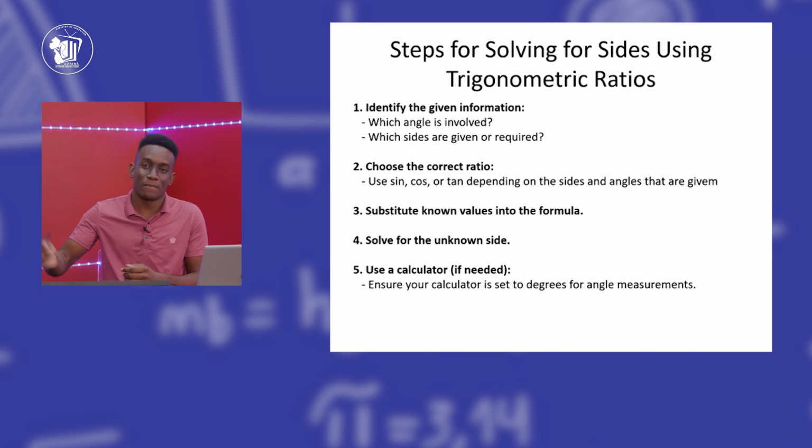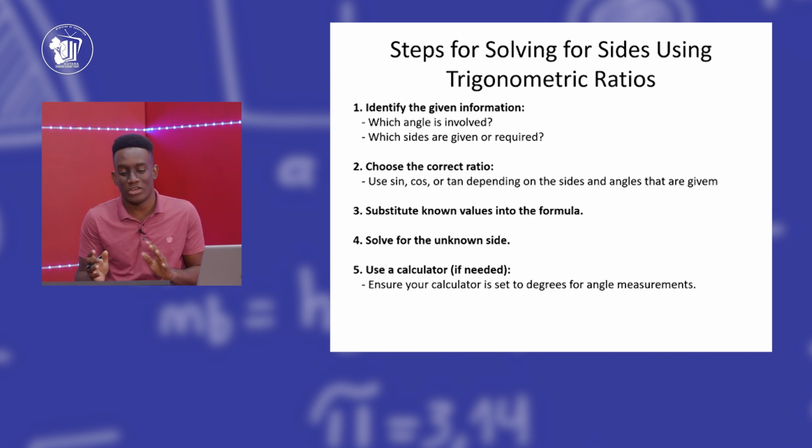So step 1, identify what is given, label your triangle. Step 2, choose the ratio. Step 3, substitute your value. And then step 4, solve for the unknown. Of course, before you can solve for the unknown, that means one thing alone must be remaining. So there should just be one unknown, and then you solve for that.